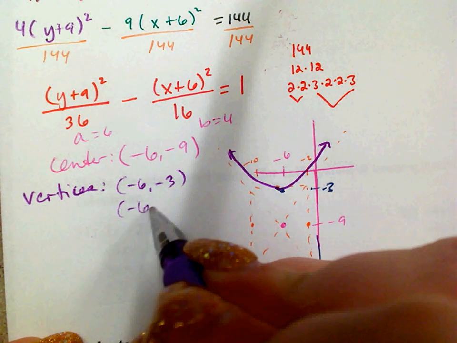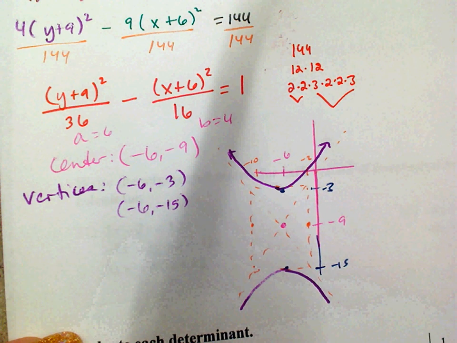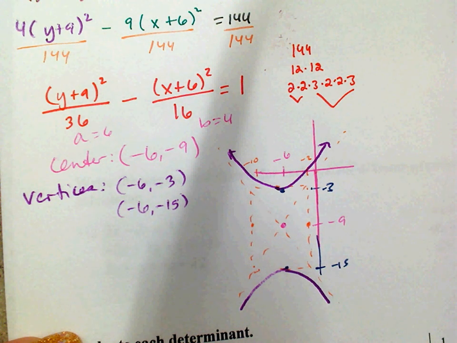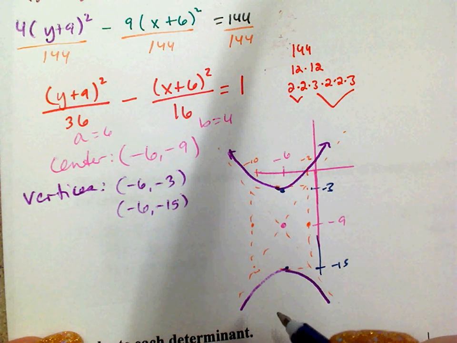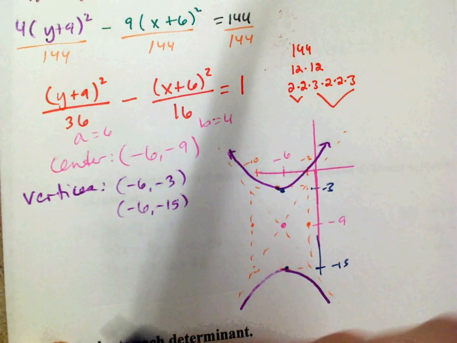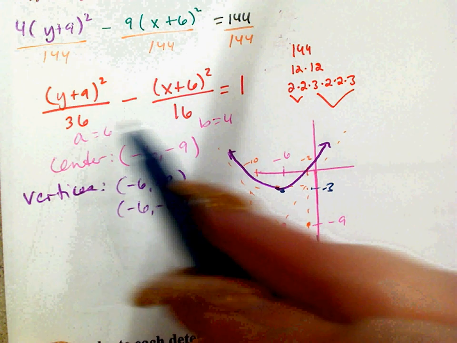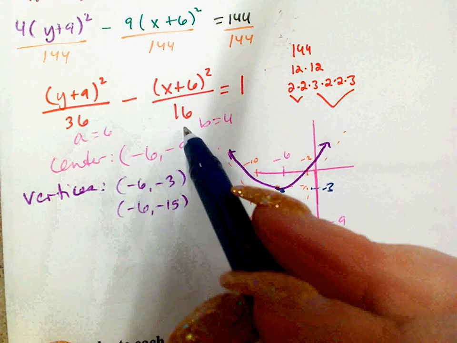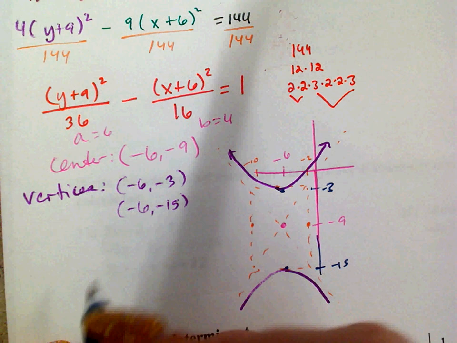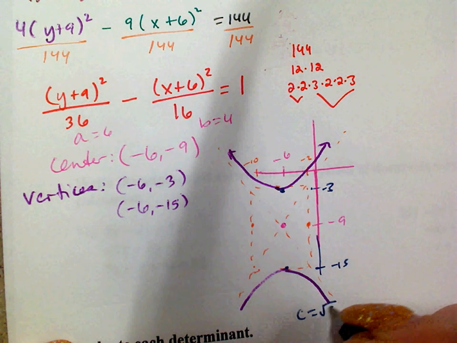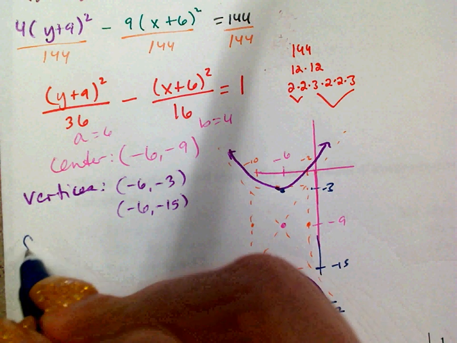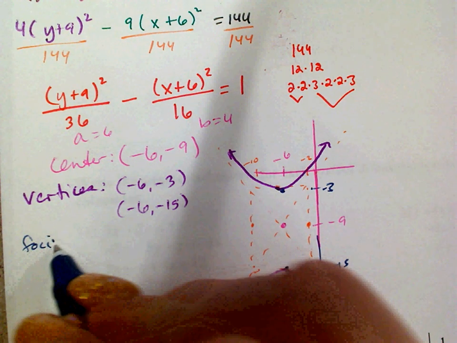My foci, I've got to find C right quick. So C squared is A squared plus B squared. So A squared plus B squared, that is 52. So C equals the square root of 52. So we're going to take the center and we're going to move up and down, which means we're going to adjust the y by the square root of 52.